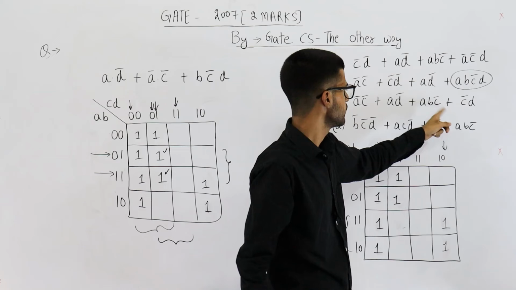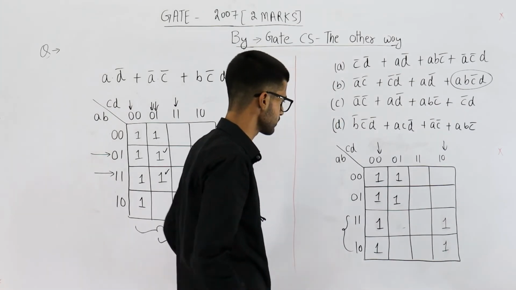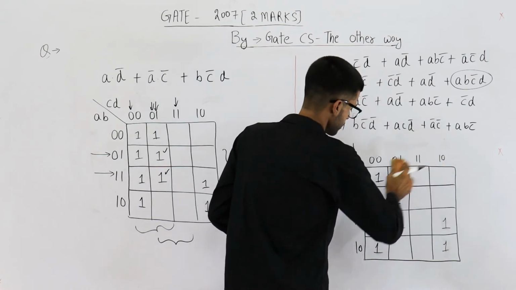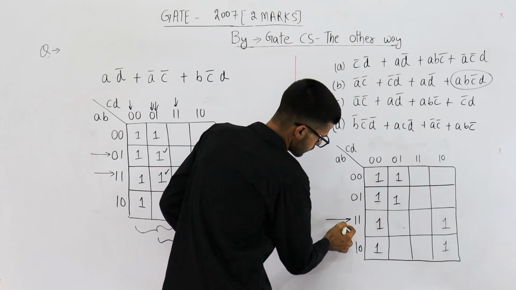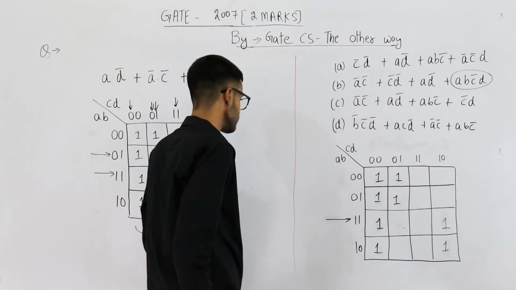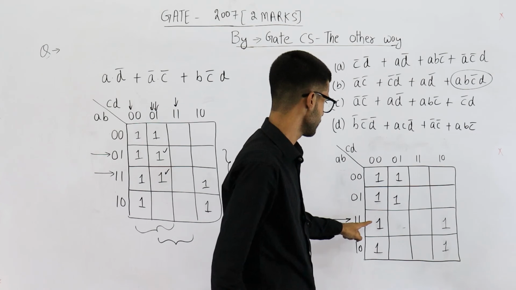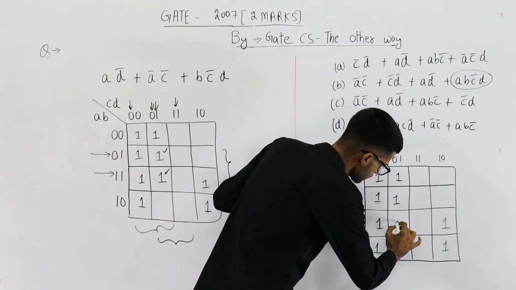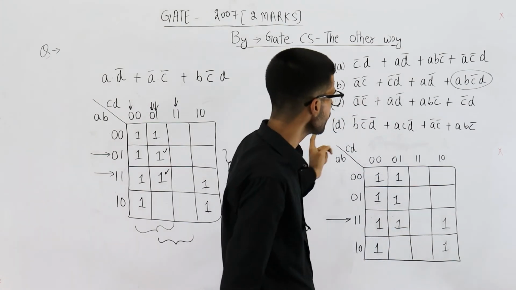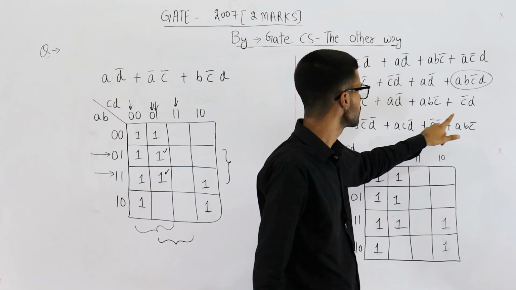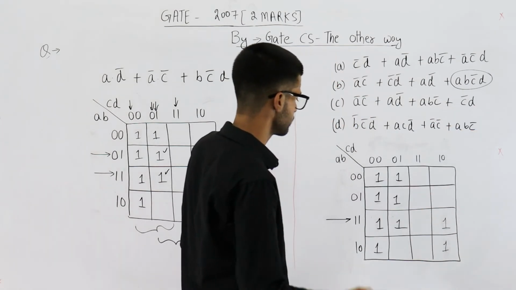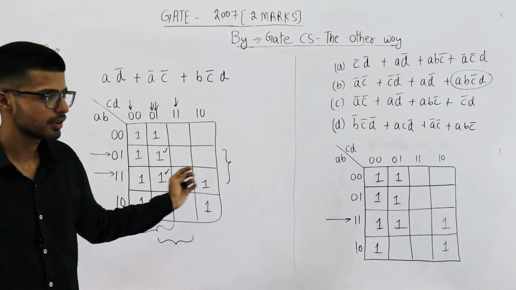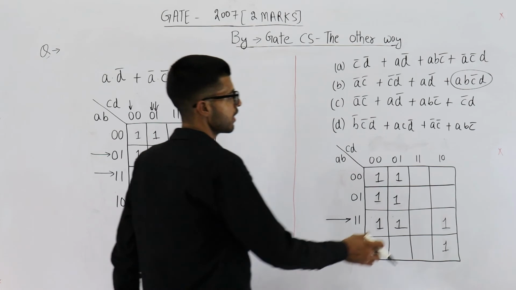Next one is A, B, C bar. That means A, B must be 1 and C must be 0. Okay, so you can see AB means these 4 cells, and C must be 0 means this one as well as this one. So the intersection is this as well as this. So just write a 1 here. We have one extra term which is C bar D. Let's see if it is any one of these already filled cells. Look, the K-map is now exactly the same, but we have one term remaining.